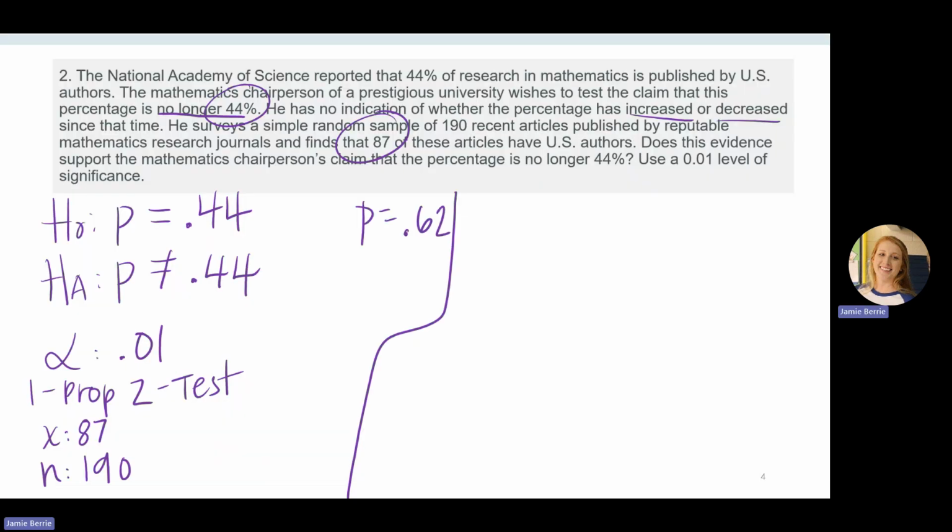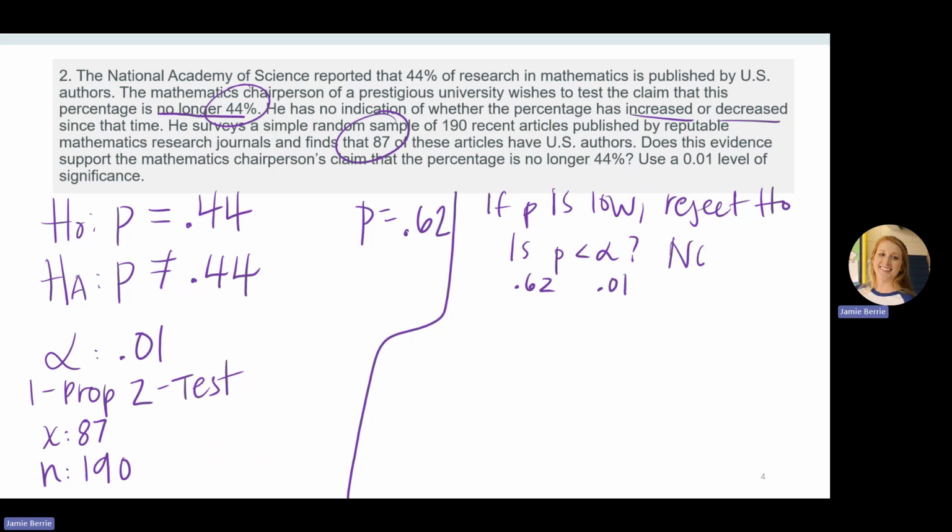0.62. So you're going to ask yourself or remind yourself, if P is low, reject H0. All right, so is P less than alpha? Is 0.62 less than 0.01? Absolutely not. That's like 62% and then 1%. So definitely not less. All right, so we're going to fail to reject H0.